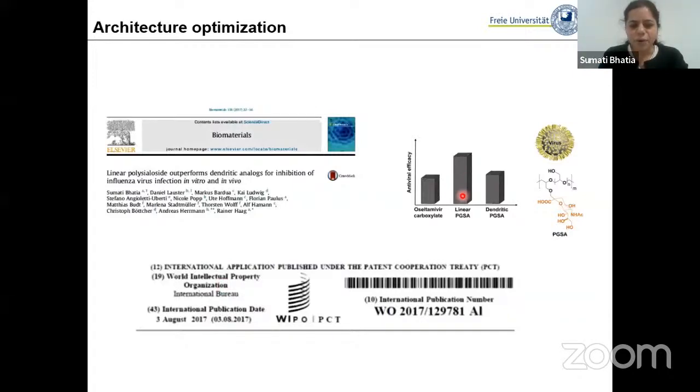So this LPG compound was good, but it was not broadly active. So I told you there are different strains. This LPG compound was active against only this X31 strain, which is a mouse adapted strain, which is not for human. So this was not broadly active. So our idea was to develop a broadly active candidate.